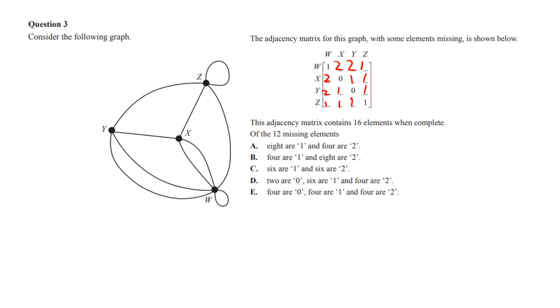Of the 12 missing elements, that's the ones I've done in red, a little bit of a trick there, 8 are 1 and 4 are 2. Actually, that's correct. A. If you check the rest, the main thing to note was that it does not include the leading diagonal. All right.